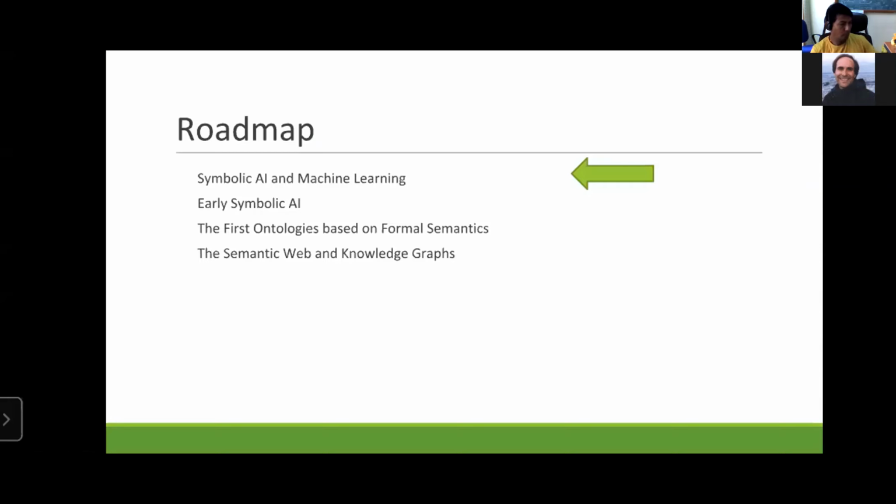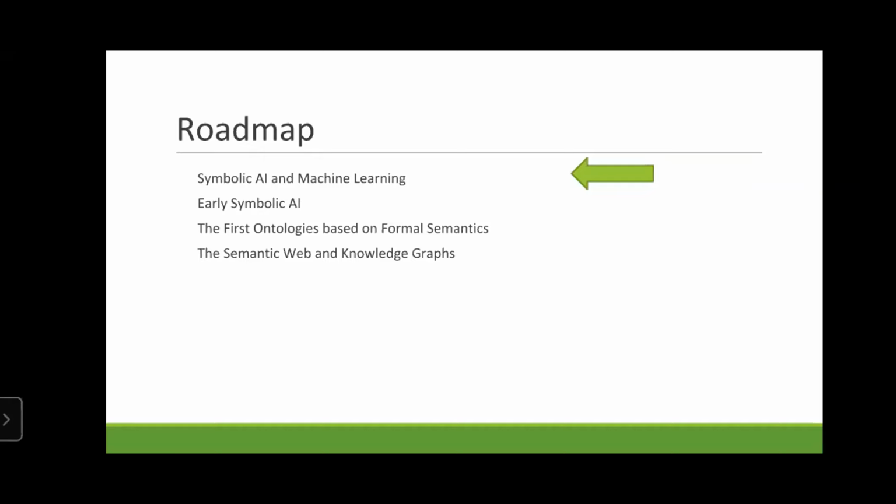I'm going to first talk about the difference between symbolic AI and machine learning, because it's important to make sure everyone understands that difference. Machine learning is something people hear about so much, and a lot of people I talk to automatically think AI just means machine learning. I want to clarify the difference fairly quickly.